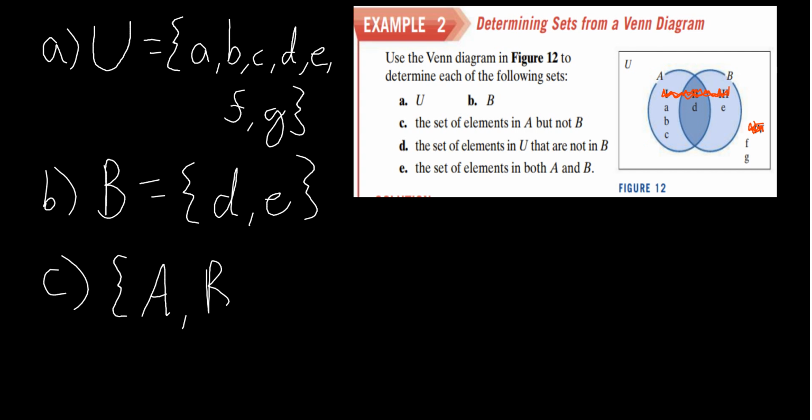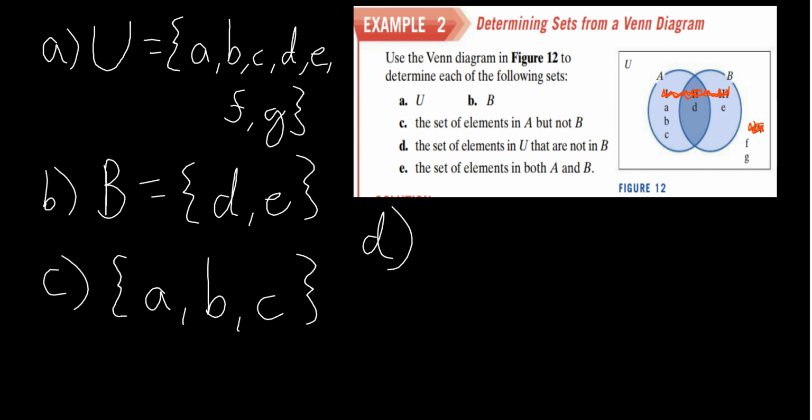A. Yes. D is in both, because this reads the set of elements in A but not in B. It's specifically saying not the elements in B. Mm-hmm. All right, that's C. D. Do you understand? I guess I could have asked before I went on. Okay.